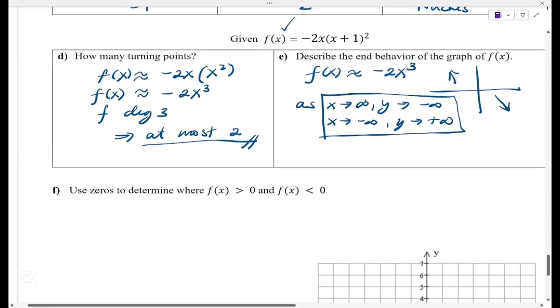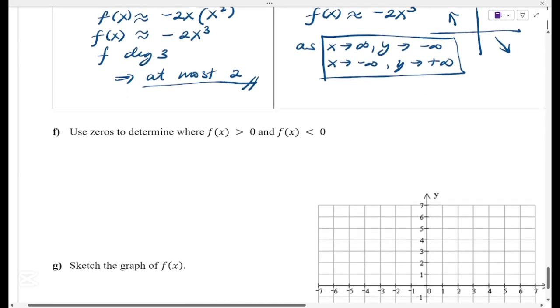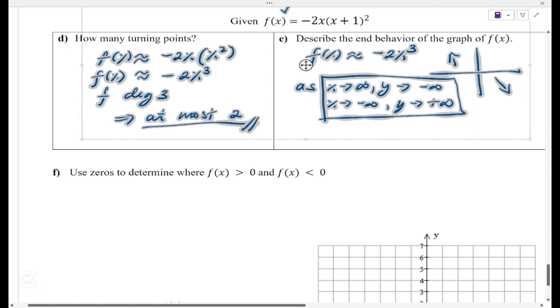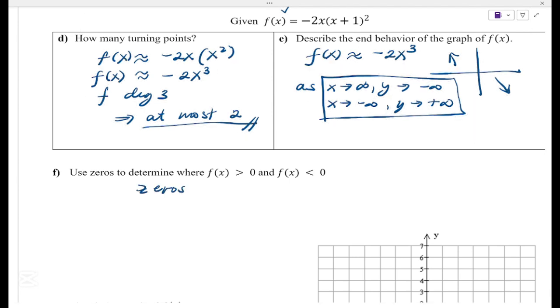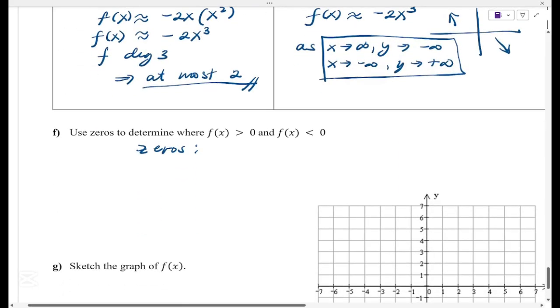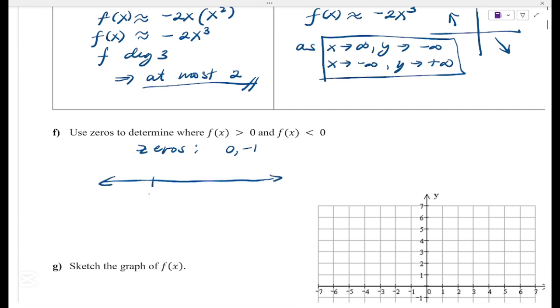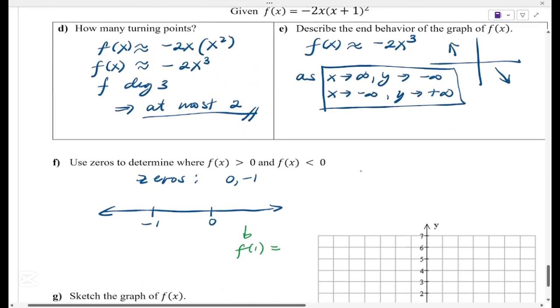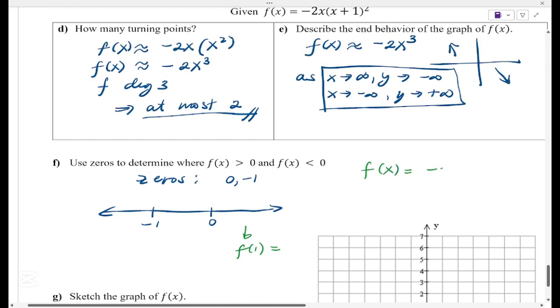And then for letter F, let us use the zeros to determine where the function is greater than 0 or less than 0. So this is sign analysis. If we collect the zeros again, the zeros are 0 and minus 1. So let's put it on the real number line. This is minus 1 and this is 0. So let's get the number 1. If we substitute 1 in the given function, where's our function again? So let us write f of x is equal to negative 2x times (x + 1) squared.